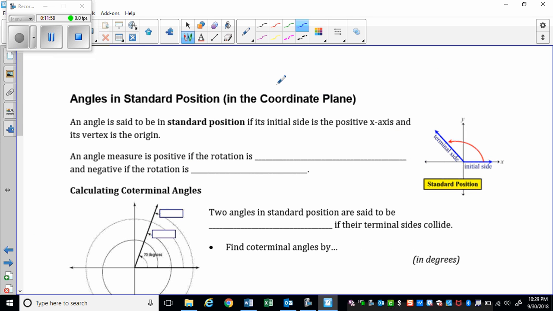Alrighty. An angle is said to be in standard position if we're starting from the initial side, and the initial side is the positive x-axis and its vertex is at the origin. So this is going to be standard position. An angle measure is positive if the rotation is counterclockwise. So we're actually going the opposite way of a clock. So I'm going to write that down. And negative if we're going the other way, which is clockwise.